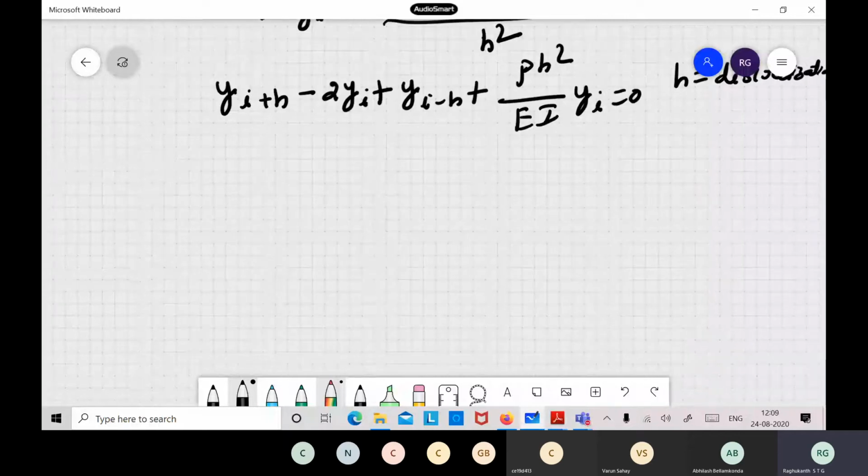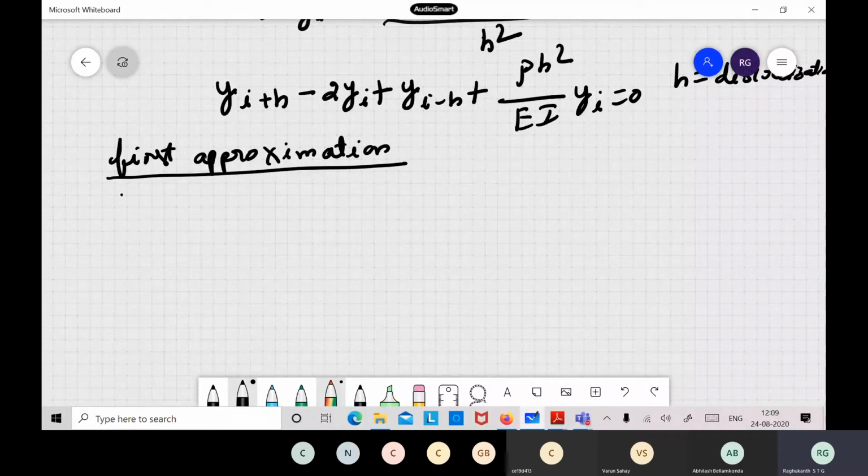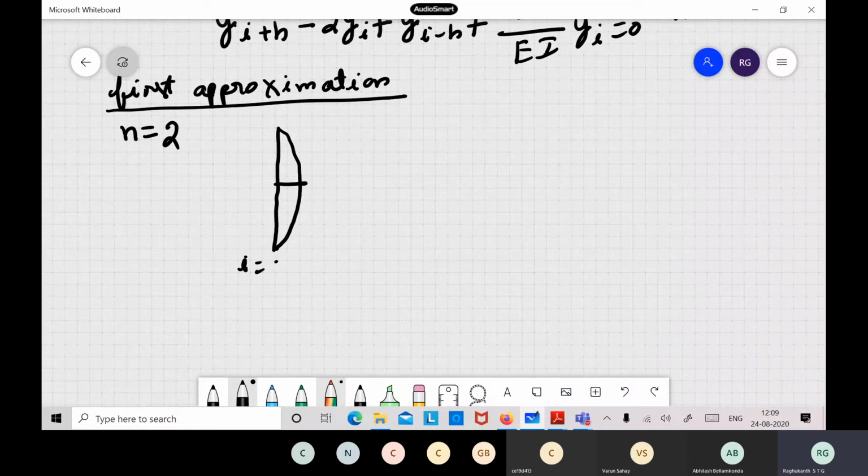Now let us start with the first approximation. You are dividing this column into two pieces. This is how we try to solve it. So n is equal to 2, which means your column has been divided into two pieces. This is i equal to 0, then i equal to 1, then i equal to 2. These are the grid points. We have divided it into two pieces, so there are basically three nodes. This is y0, this is y1, and this is y2.